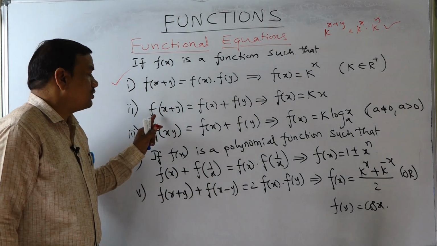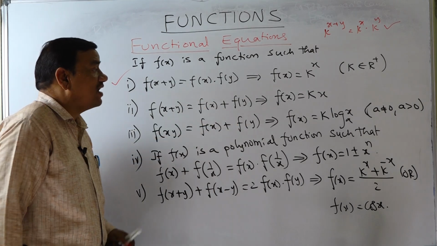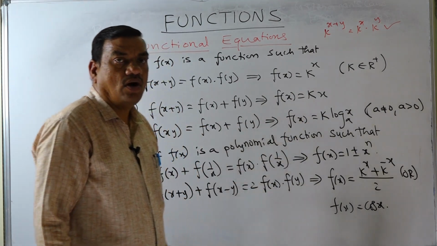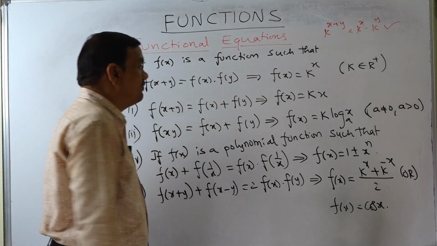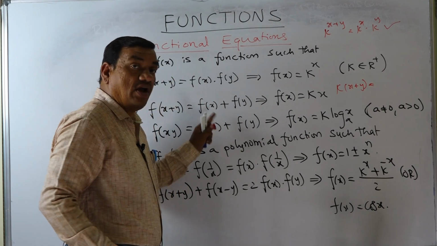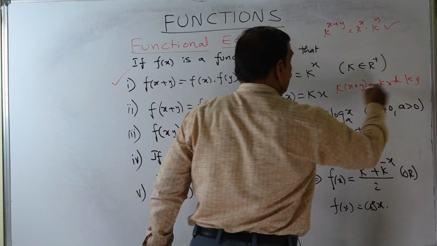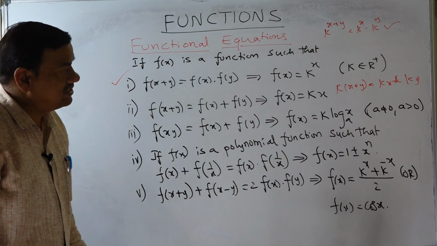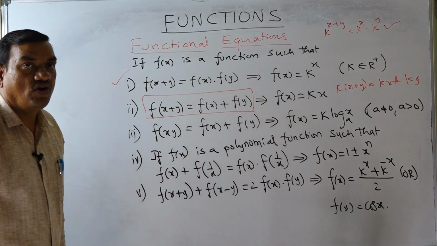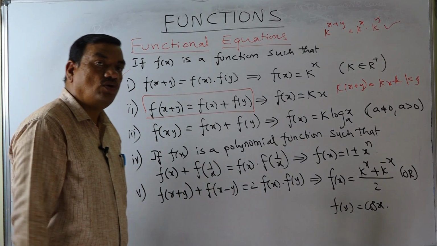Here also, if f(x + y) = f(x) + f(y), then f(x) = kx, where k is any real number. What is the proof? f(x + y) means k(x + y). f(x) means kx, and f(y) means ky. Is k(x + y) not equal to kx + ky? Right. So whenever you come across such a functional equation, f(x + y) = f(x) + f(y), you can take f(x) = kx.